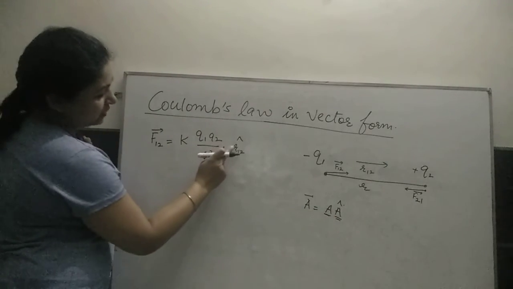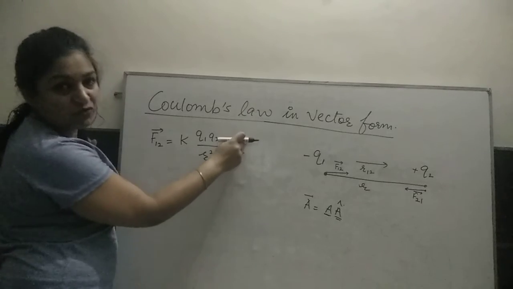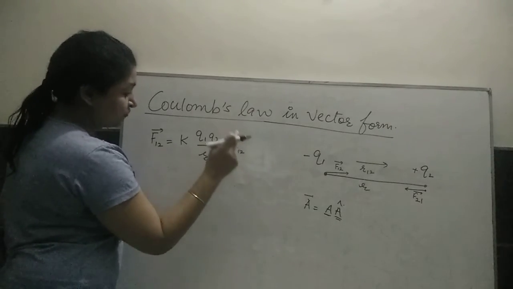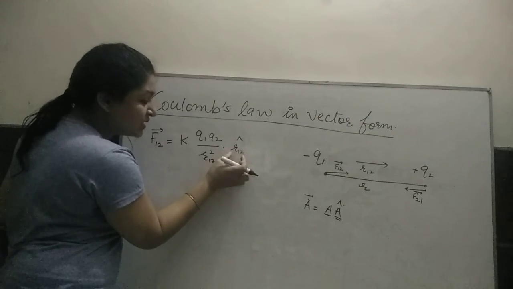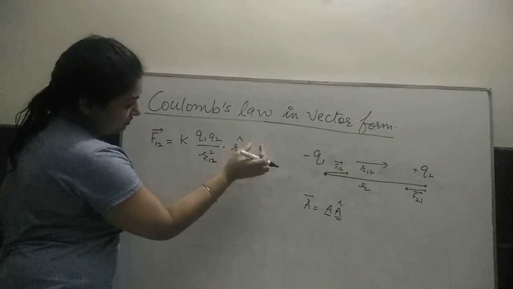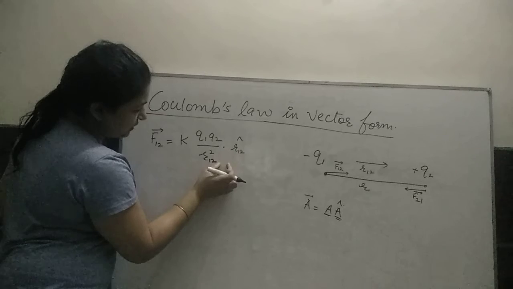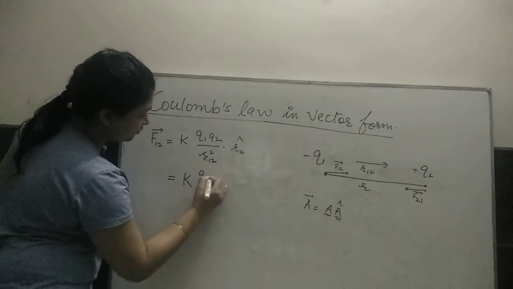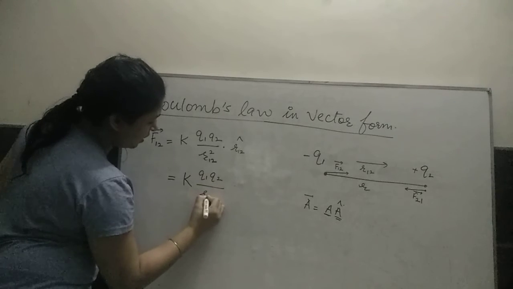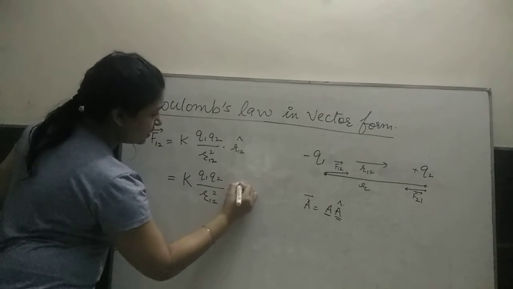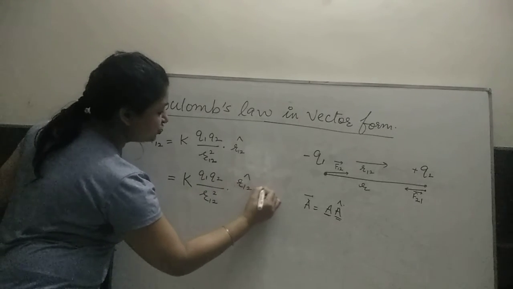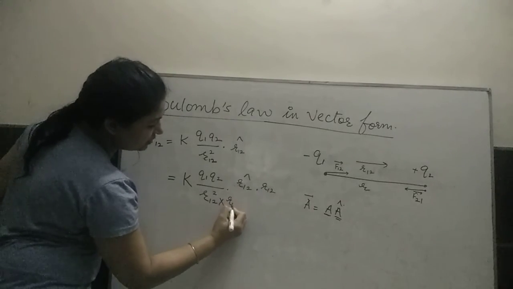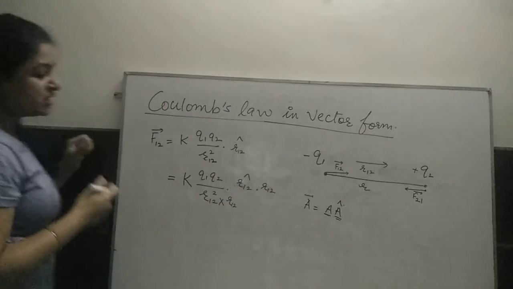So similarly, I don't want to write this expression in terms of cap, I want to write this expression in terms of a vector. I want to convert this into a vector. So I have to multiply this with its magnitude. So if I'm multiplying here, I have to multiply here also. So let us write this expression. K times Q1 Q2 over R12 square, R12 cap into R12. You see, I am multiplying here with R12. I have to multiply here also, so that the expression should not be changed.